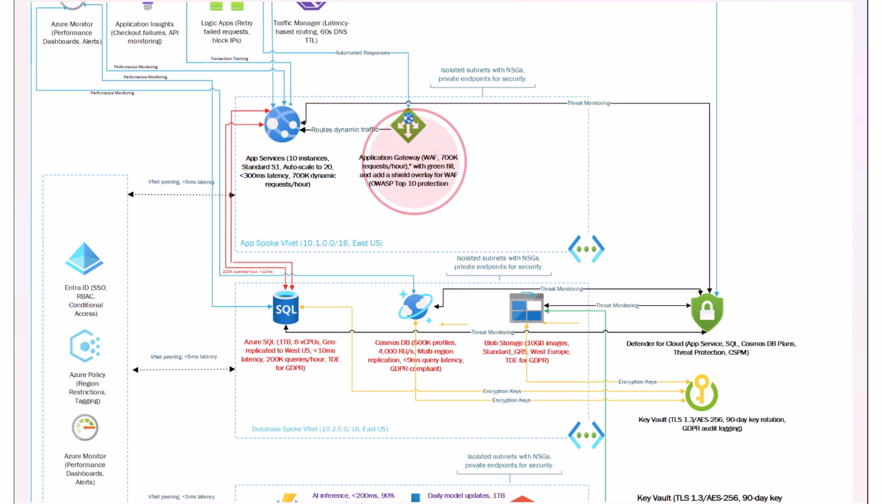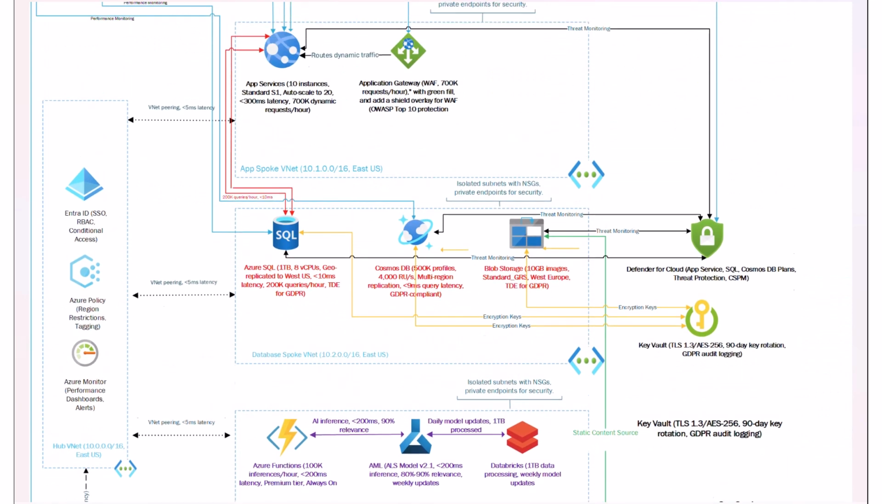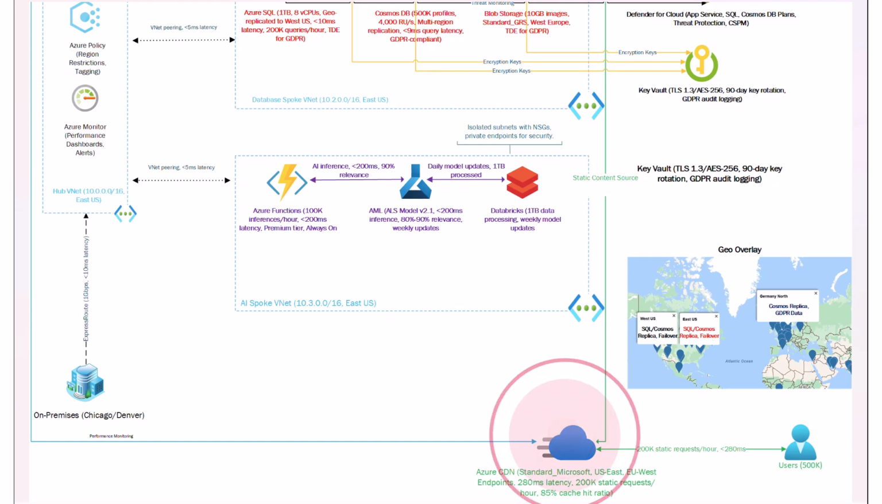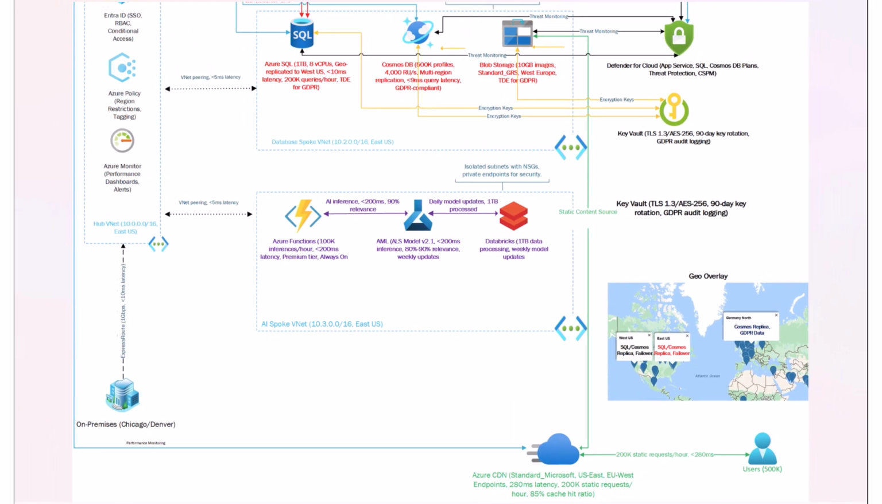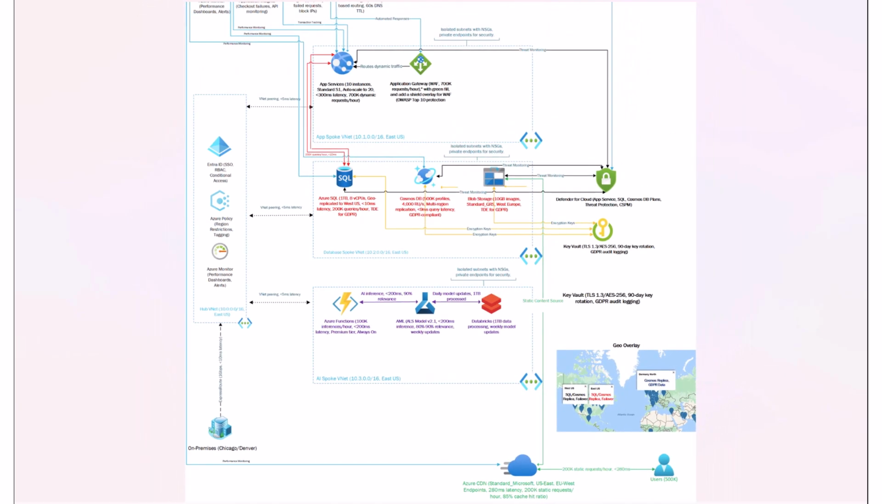Azure Application Gateway, functioning as a traffic manager, routes 700,000 dynamic requests, e.g. orders, with its web application firewall to block cyber threats. Azure CDN caches 200,000 static requests, e.g. product images, from blob storage in EU West and US East, achieving latency below 300 milliseconds, as validated at 280 milliseconds in the proof of concept.